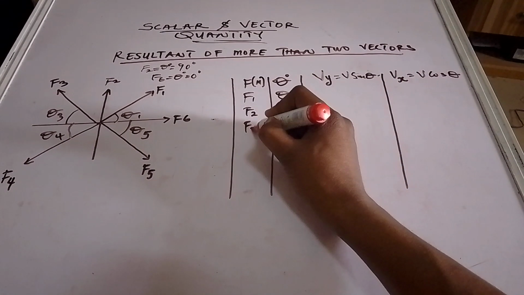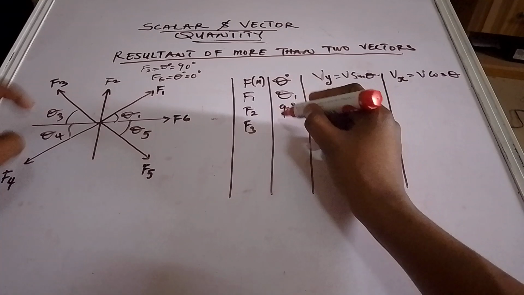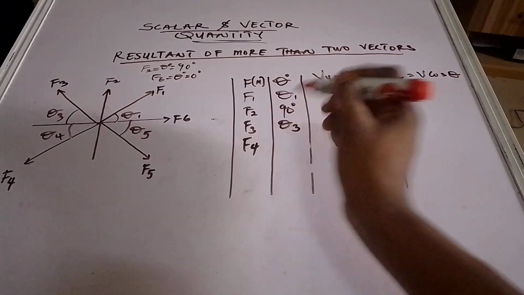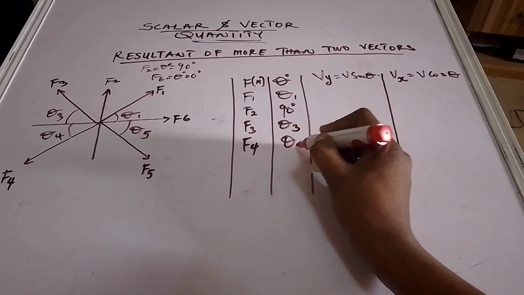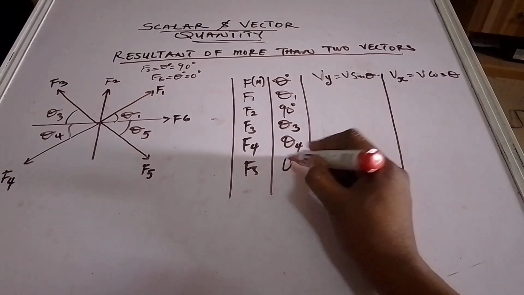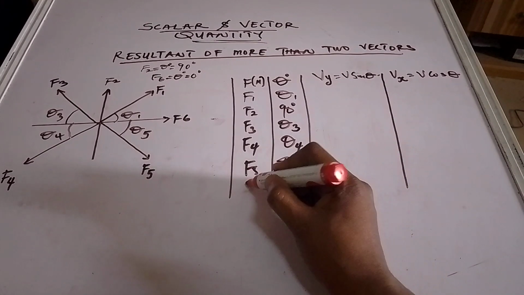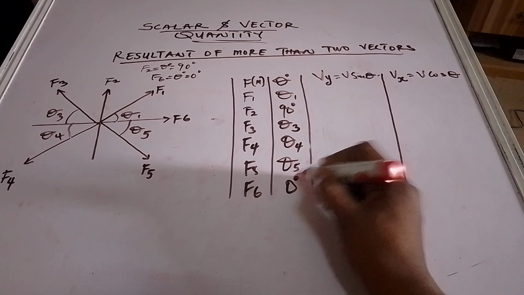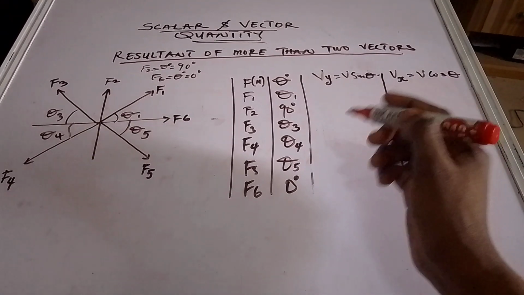Then what is F3? The angle of F3 to the horizontal is theta 3. Then what is F4? F4 is theta 4. What is F5? F5 is theta 5. Then what is F6? Our F6 is 0 degrees, because F6 is directly parallel to the horizontal.